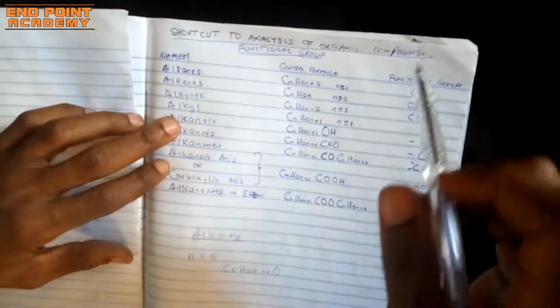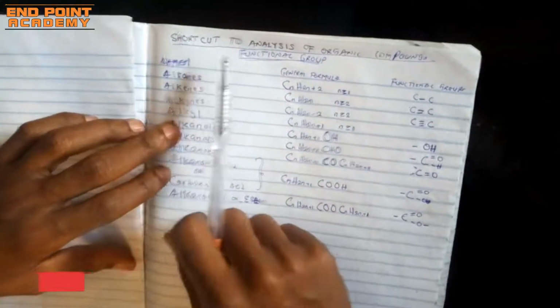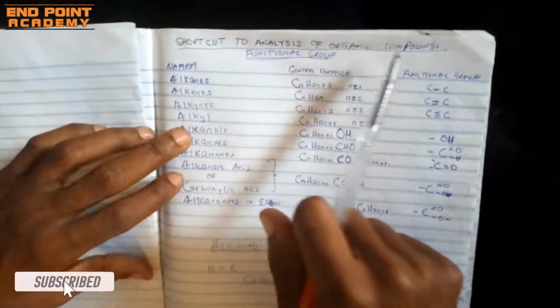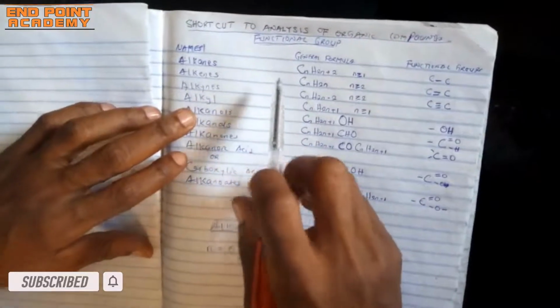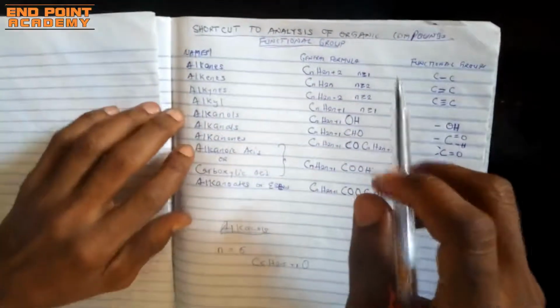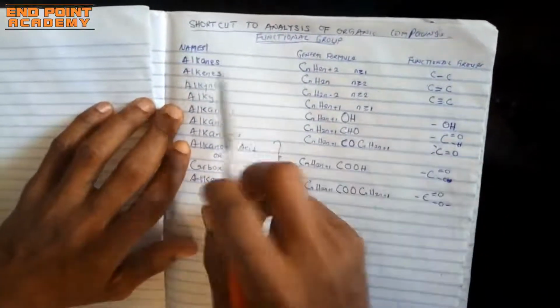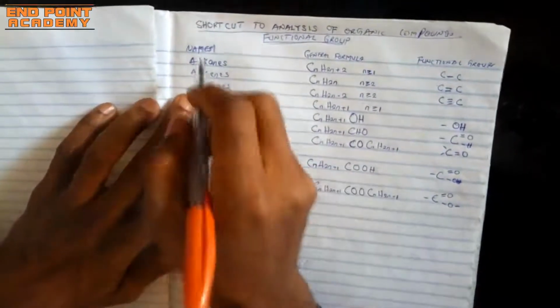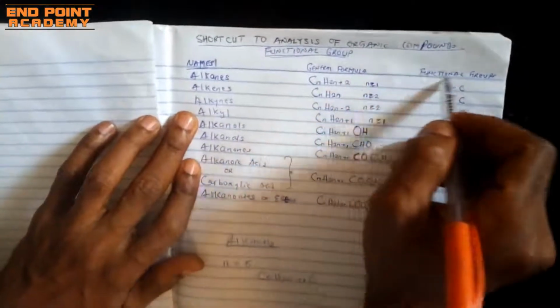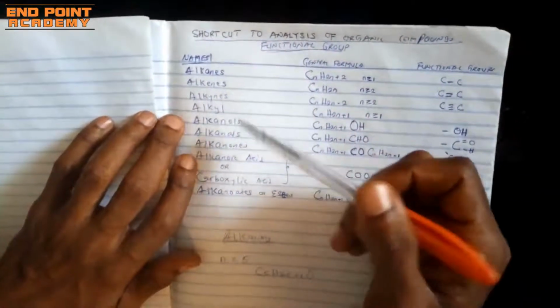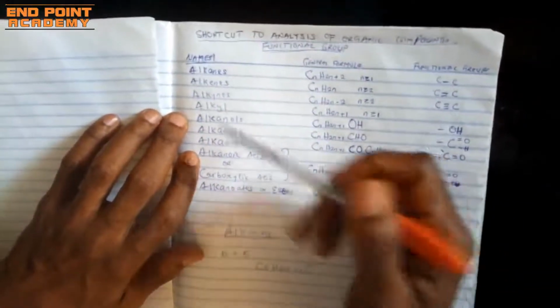Today's episode, still on shortcuts to analysis of organic compounds. Under this episode, we'll be talking about the functional groups. Now here, I've written out some formulas for the majority of the compounds.